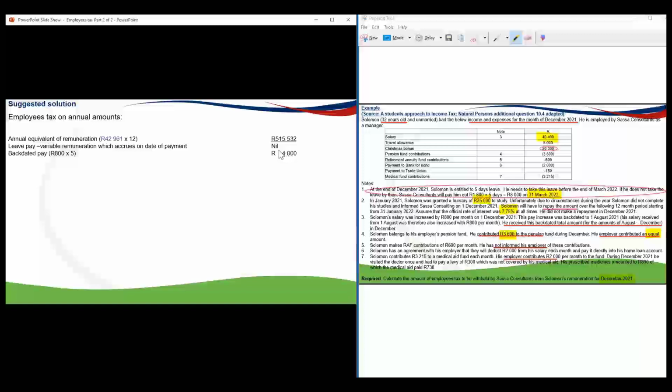The backdated pay, that amount of 800 times 5, will be included in remuneration. So let's look at the note relating to the backdated pay. He received his backdated pay amount in December. Hence, although it is variable, we included it in the month in which it was paid. So that is in December.